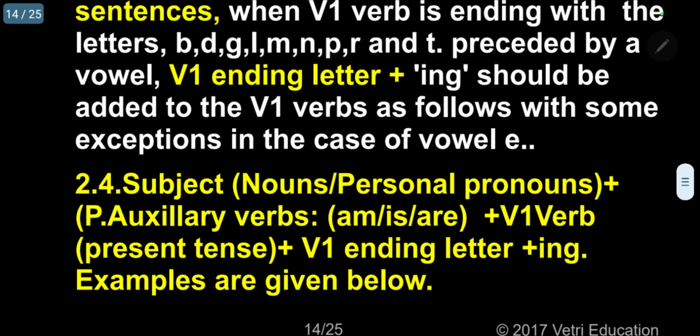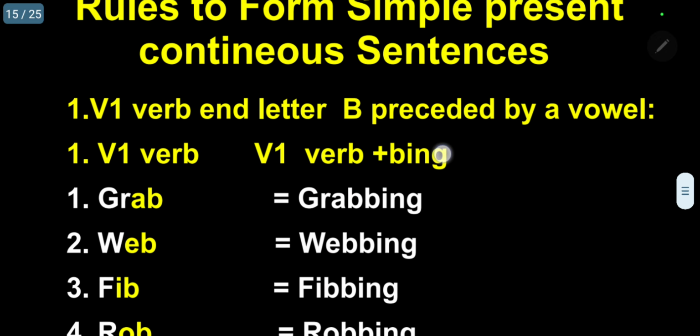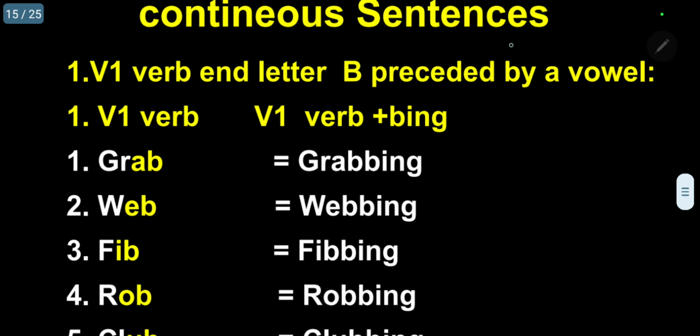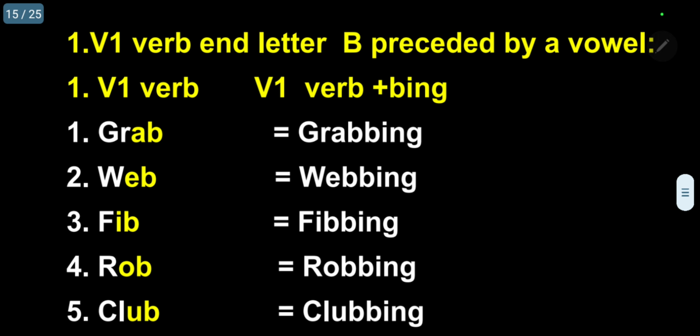Right. See here, the subject may be a noun or a personal pronoun, plus the primary auxiliaries am, is, or are, depending upon the nature. Then the V1 verb in present tense, that verb plus the V1 ending letter plus ing. This is the format we have to follow. Examples are given below. First, I am giving the list. Then I will give examples.